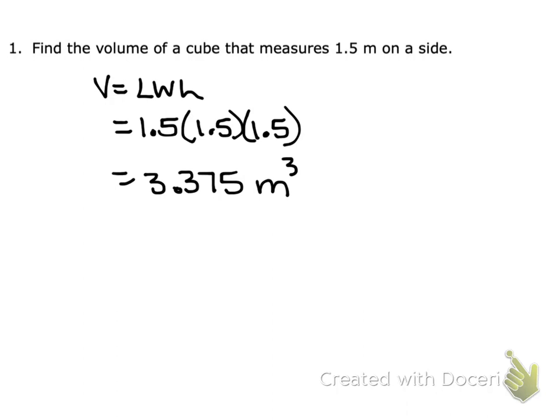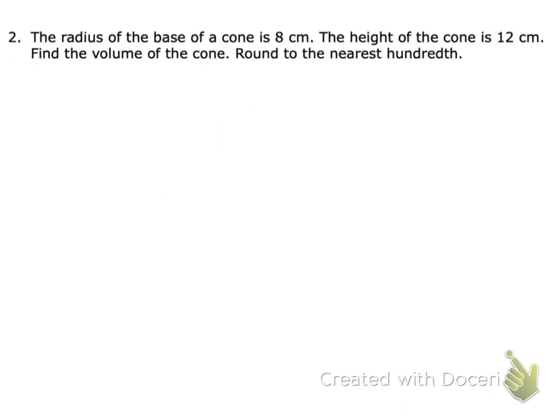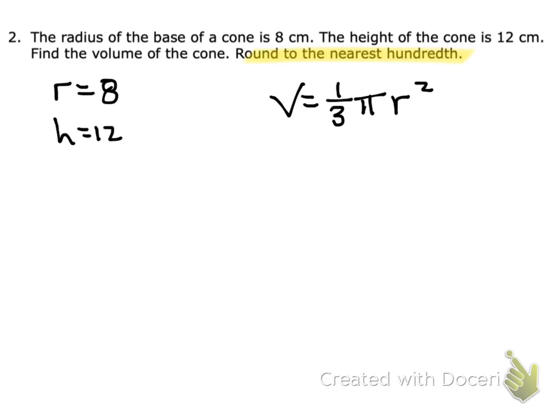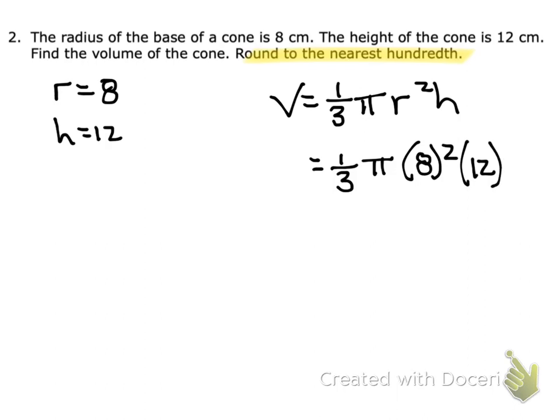Okay, example 2. The radius of the base of a cone is 8 centimeters. The height of the cone is 12 centimeters. Find the volume of the cone, rounding to the nearest hundredth. So volume of a cone, 1/3 pi r squared h. So we're going to plug in what we have: 1/3 pi 8 squared times 12.